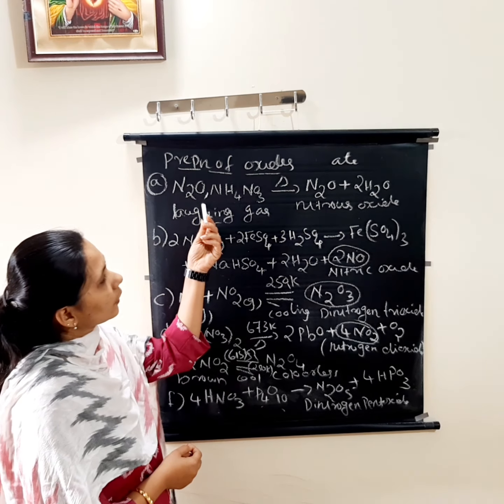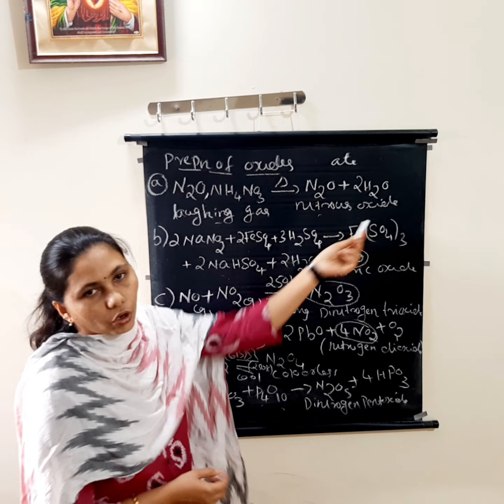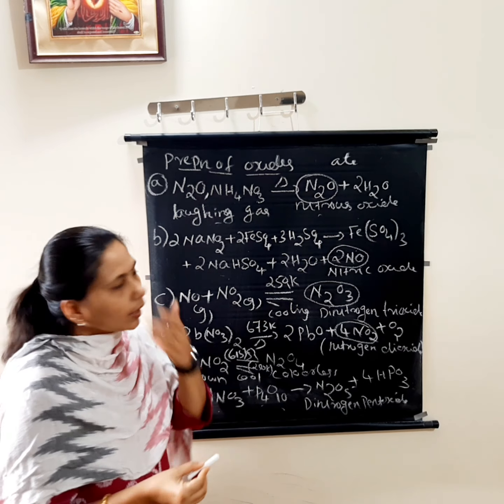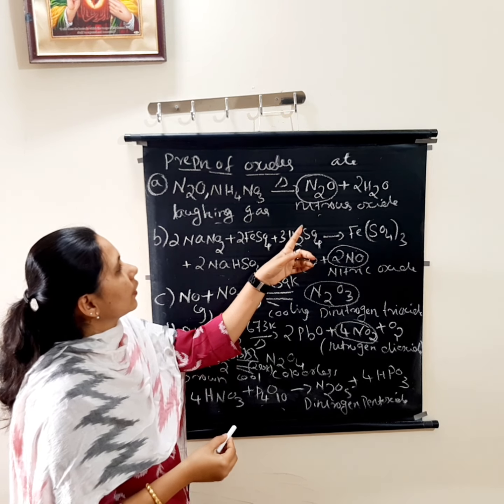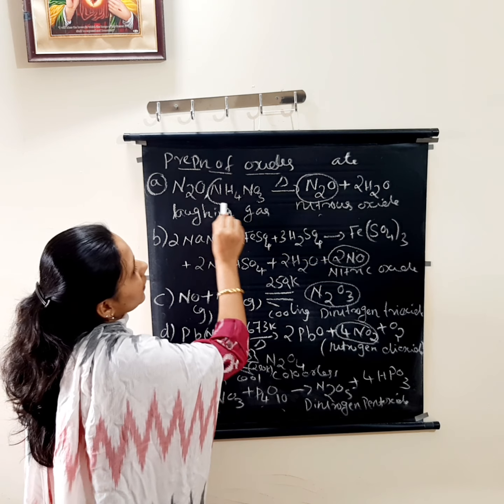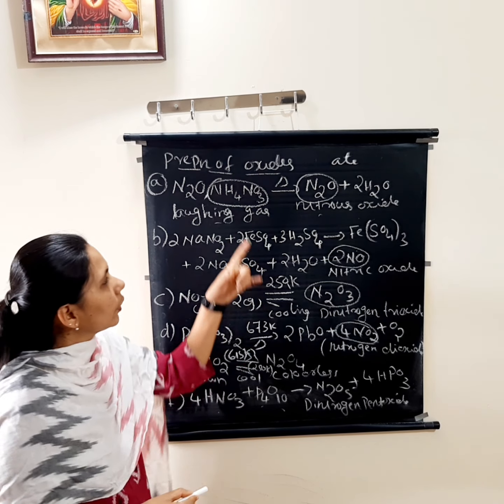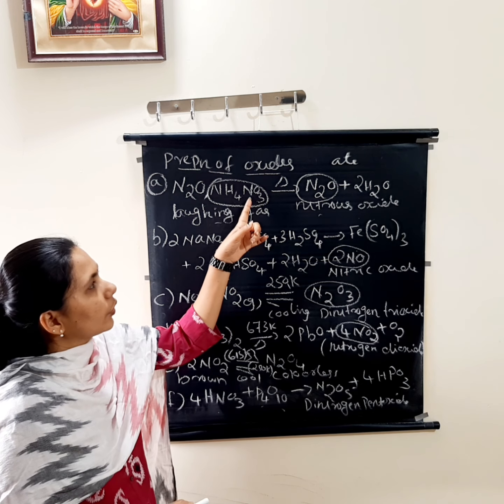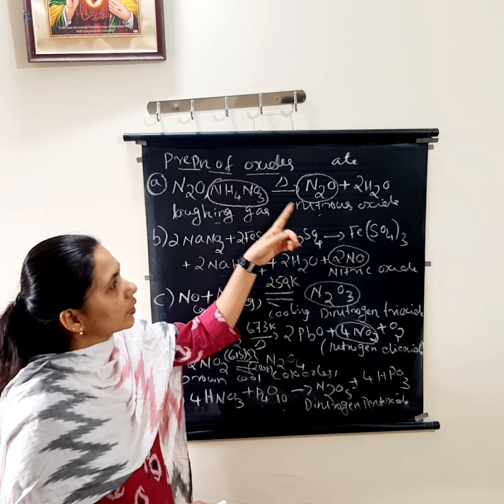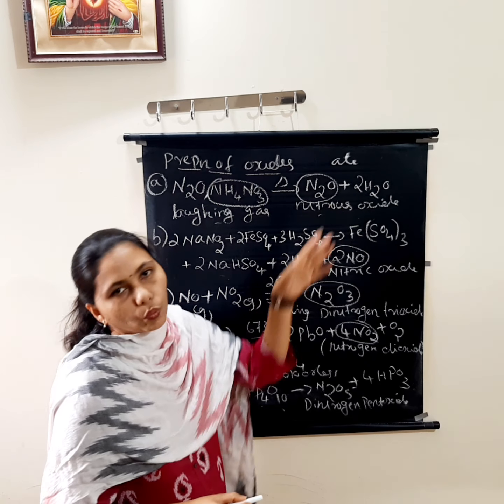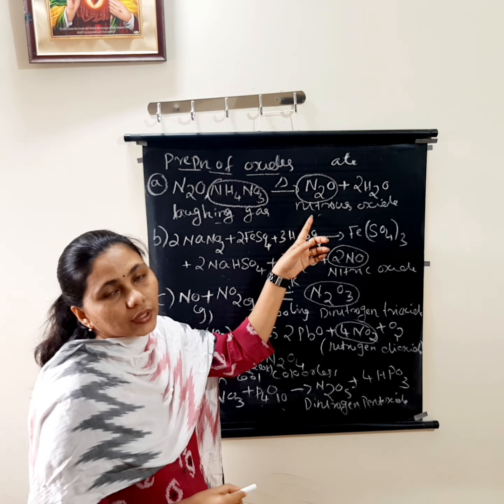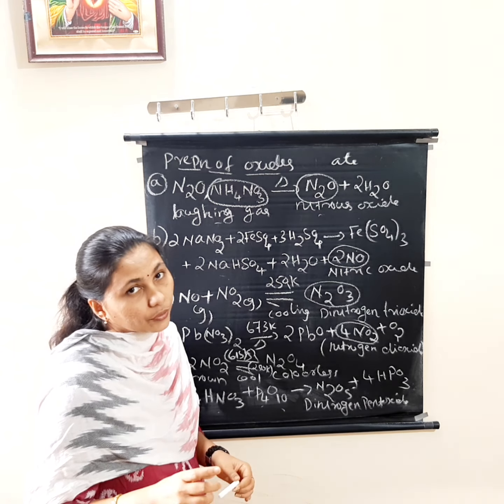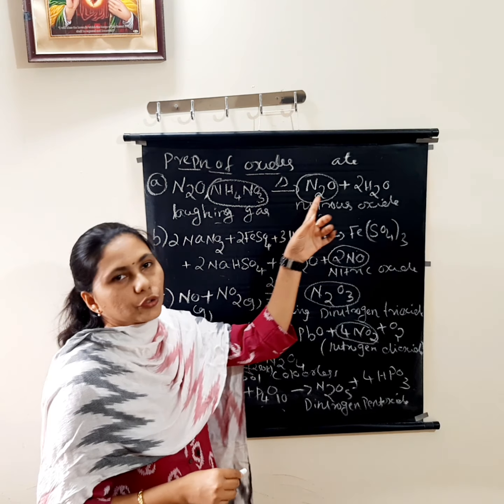So the first one is preparation of nitrous oxide. Nitrous oxide means which one? N2O. It is prepared by heating ammonium nitrate, NH4NO3. Ammonium nitrate on heating gives nitrous oxide plus water. And a very important thing is, nitrous oxide is also known as laughing gas. What is laughing gas? Nitrous oxide, N2O.